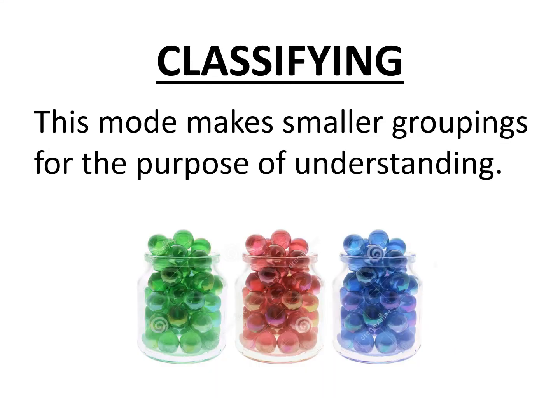Another mode of explanation is classifying. This mode breaks something into smaller parts for the purpose of clarifying or understanding. Classifying is often used when people want to fully explain different types or variations within a group.